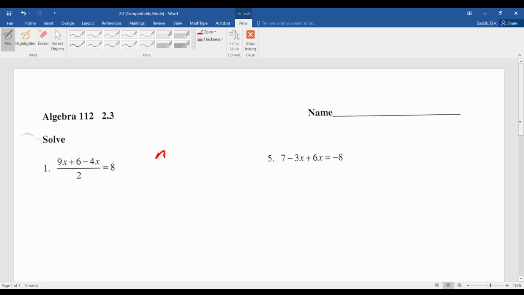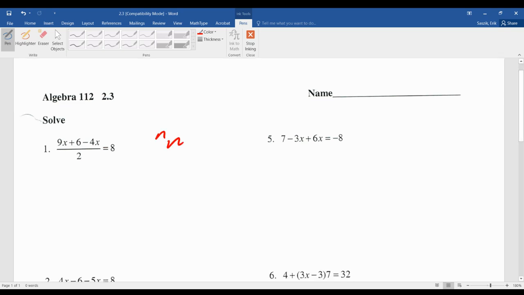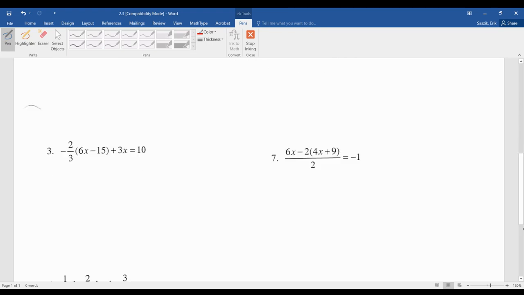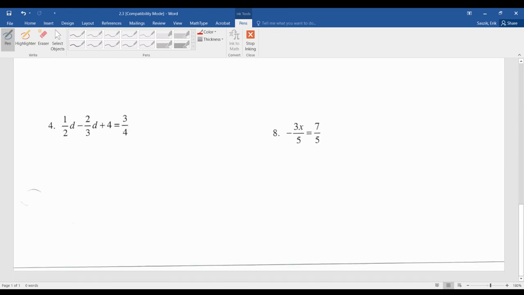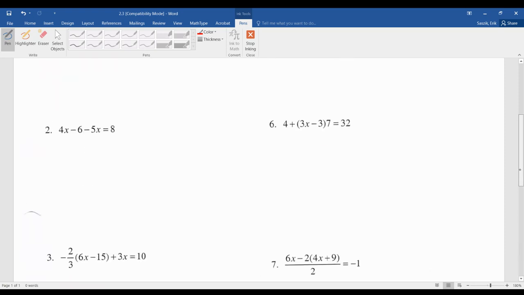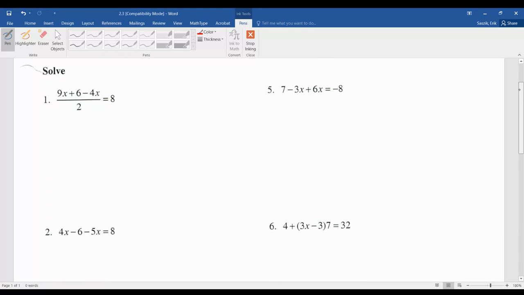Hello, here we go. This is 2.3. If you notice on both the 2.3 and the 2.2 worksheets, they continue to a second page. Actually, I apologize, just the previous one, the 2.2, continued to a second page, but we're not doing that right now.